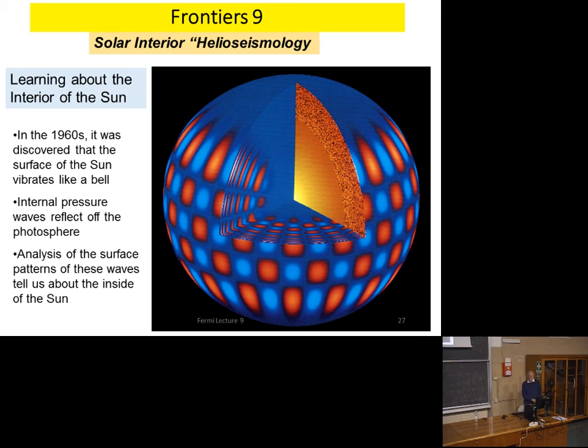In the 1960s, it was discovered that the surface of the sun is actually vibrational. It changes. Vibrational, but vibrational in a ringing way, much like a bell rings. The internal pressure wave reflects off what I call the photosphere, and that's what causes this bell ringing. And that's kind of how we study things on the surface and infer what they're like inside. Analysis of the surface patterns and the waves are what tell us what's happening inside the sun. We have no way to penetrate directly inside the sun.